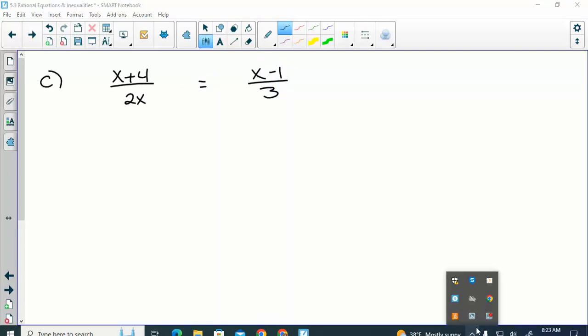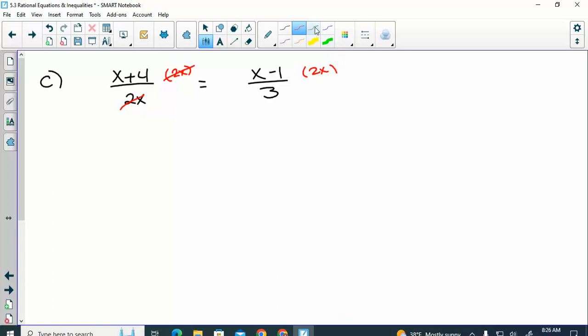Here's your problem. I have a couple options. Some people recognize this is a cross multiply problem, or we can do it just how we have been. To get rid of this one, you take it times 2x, and this times 2x. To get rid of this denominator, we have to multiply by 3. So we take this one times 3. So if you distribute, we get 3x plus 12 equals 2x squared minus 2x.